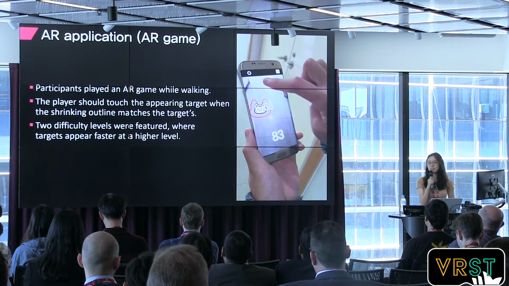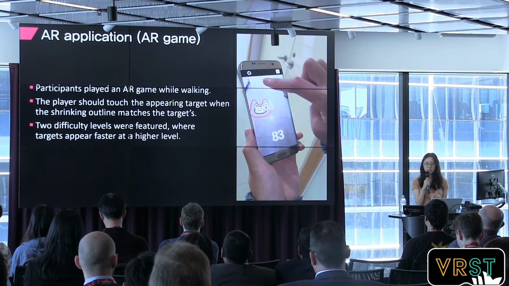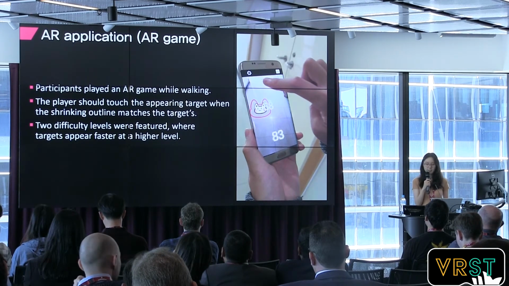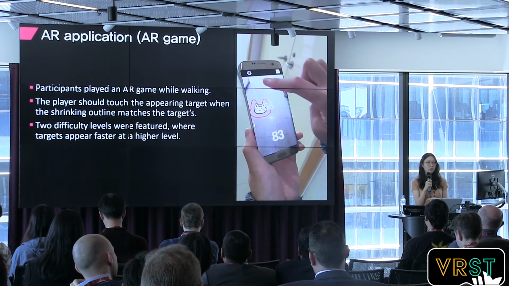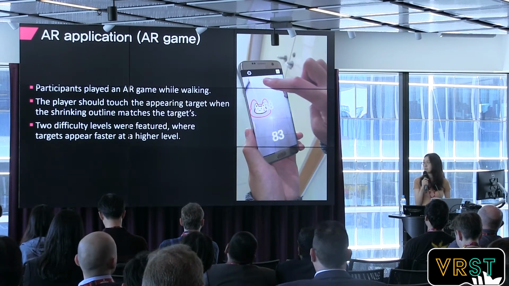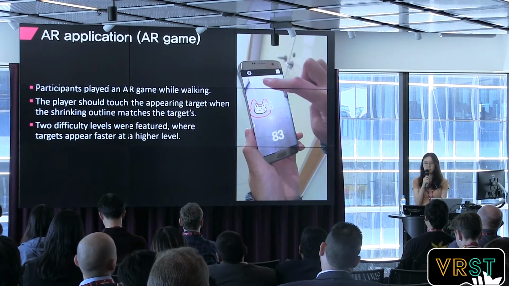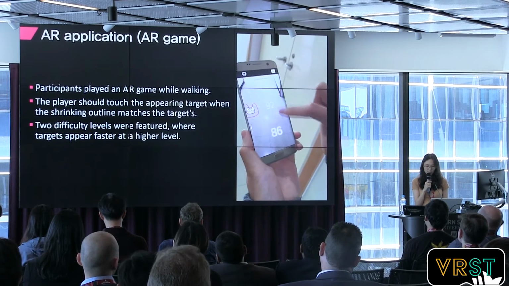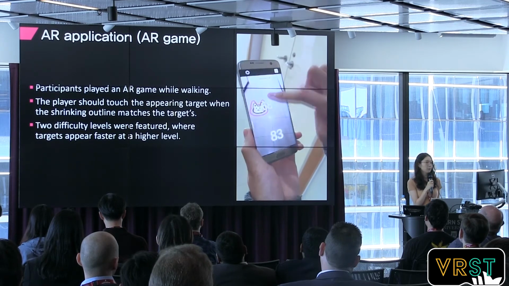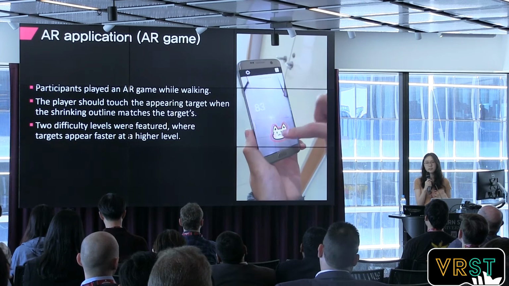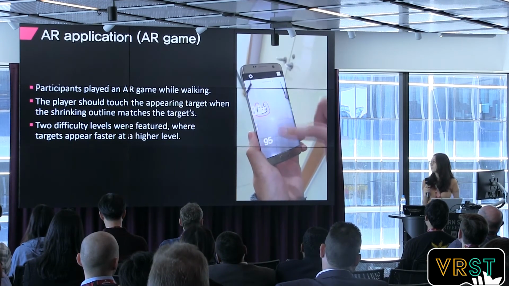In our experiments, the subjects were instructed to play an AR game while walking. We thus developed a very simple AR game where the player should touch the appearing target when the shrinking red outline matches the target. The gameplay would look something like this. There were 2 difficulty levels for this game, and the targets appeared faster at a higher level.